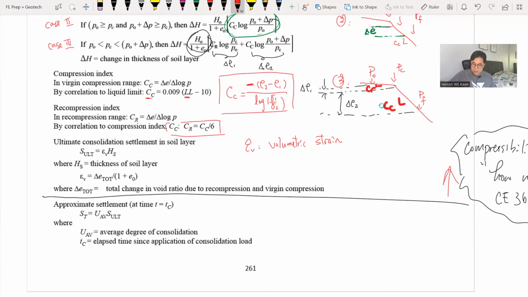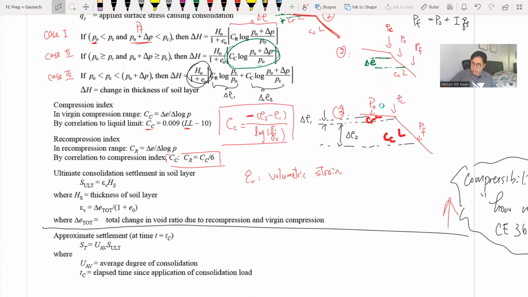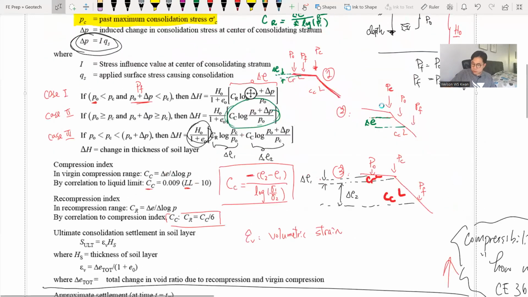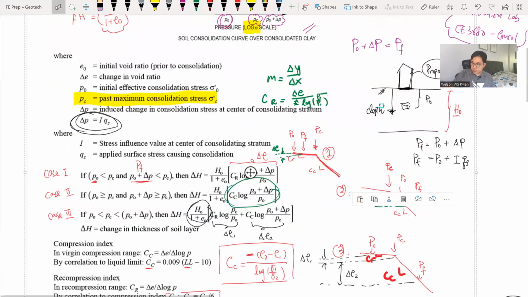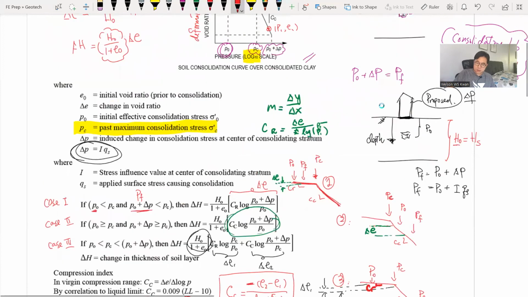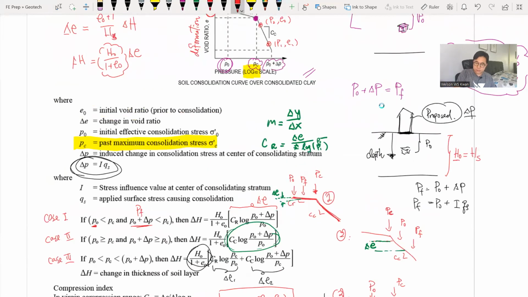And with that, the thickness here is the soil layer, which originally I call H0. So in the FE manual, this is the H of S.